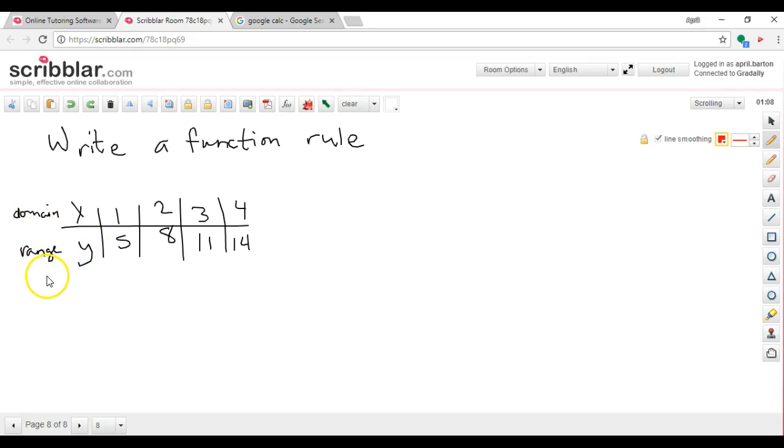So with the cell phone situation, we had a starting amount, and we had that amount per minute. And I'm going to call that the rate of change.